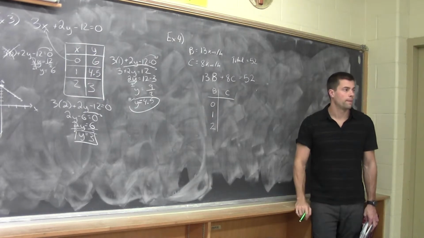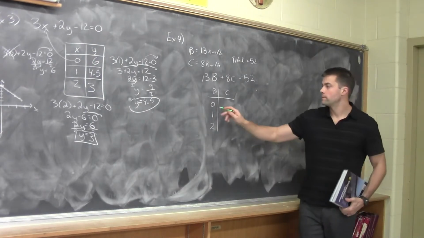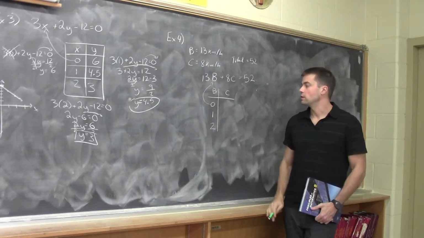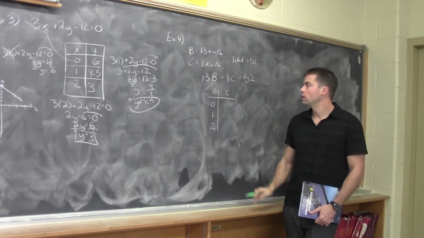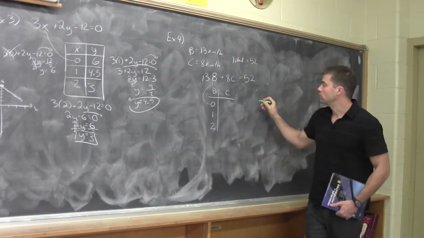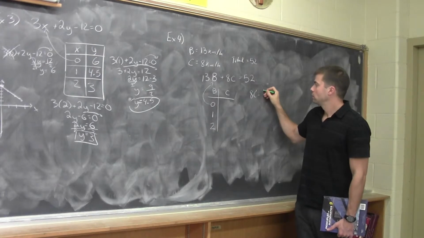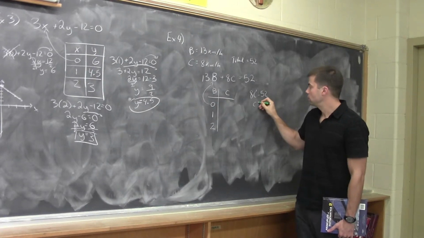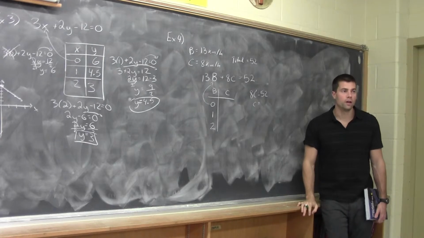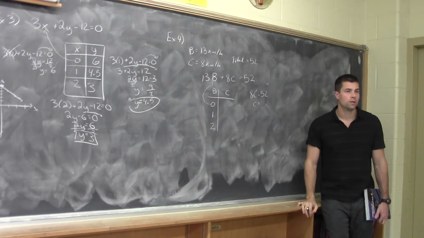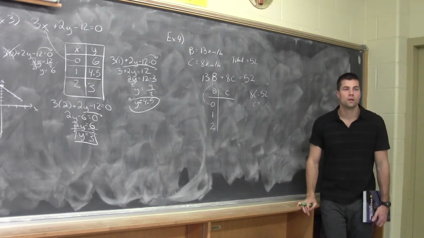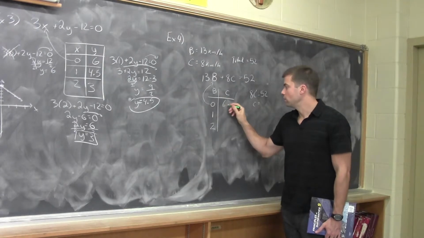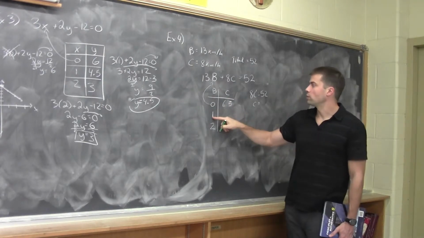Yeah, good. You sub them into the equation. Right, I sub them in. So 13 times 0 is 0. 8c is equal to 52. So c is equal to, what's 52 divided by 8? Anybody? Yeah? 6.5. Thank you.